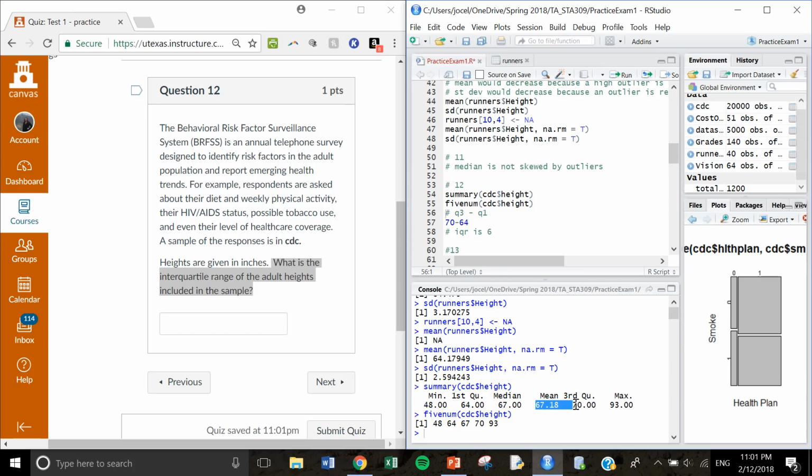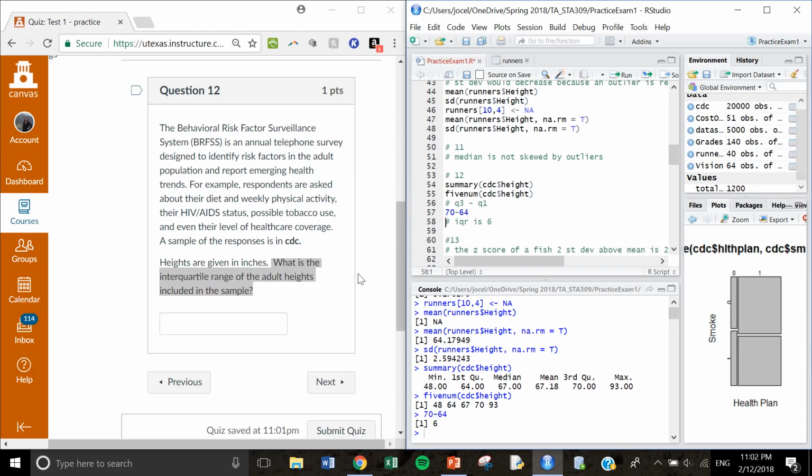This one has the mean, this one doesn't. The summary ones are labeled, the fivenum ones are not. So whichever one you like more, use that. But we know Q3 is 70, which is the fourth number in this one. Q1 is 64, which is the second number in this one. So the IQR is just Q3 minus Q1, which equals 6.